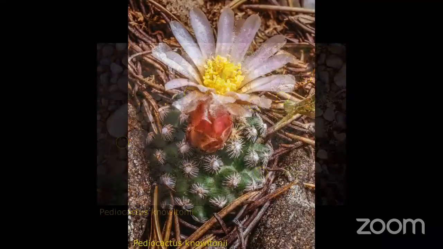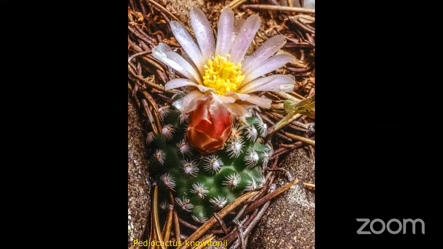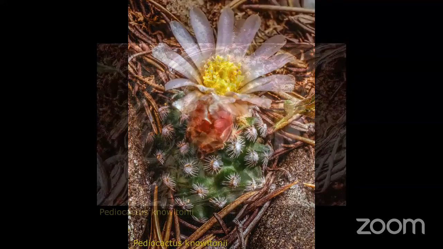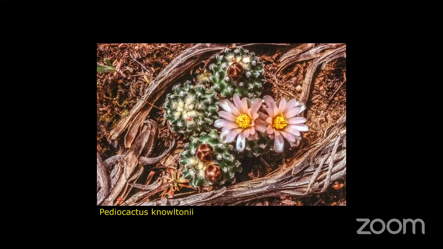So here's a closer look at Pediocactus knowltonii. Notice that it has very weak radial spines, no centrals, and the diameter of the plant is just about the same as the tip of your index finger. They're very, very small. They do frequently cluster, as you see here, and the Nature Conservancy has assisted in helping to protect these plants by buying up a lot of the habitat that they grow in and fencing it off to protect them.